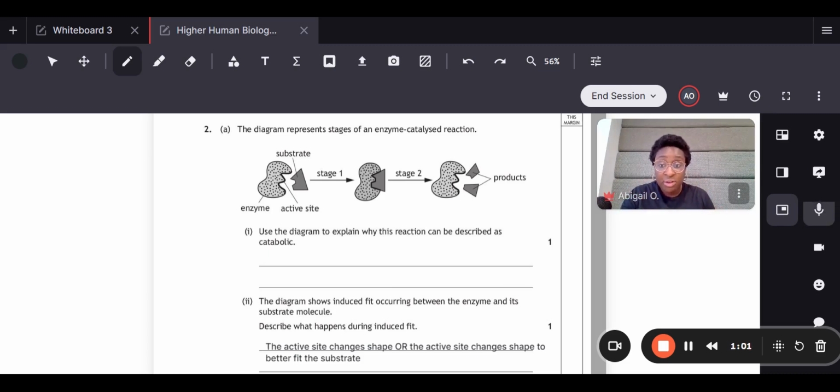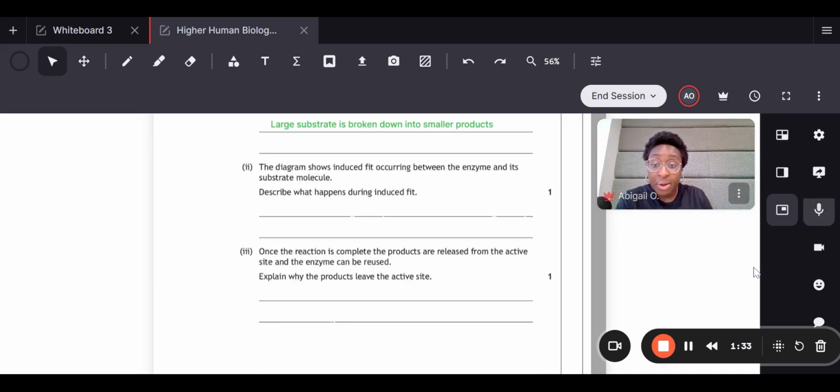So basically, your question is, how do you know this is a breakdown reaction? Well, we started off with a larger substrate and ended up with smaller products. So it's a breakdown. If we had started with a small substrate and ended with a big product, that would be a build-up reaction, an anabolic reaction. So, how can we tell that this reaction is a catabolic reaction? The way we can tell is because we have a large substrate being broken down into smaller products, and that's how we know it's a catabolic reaction.